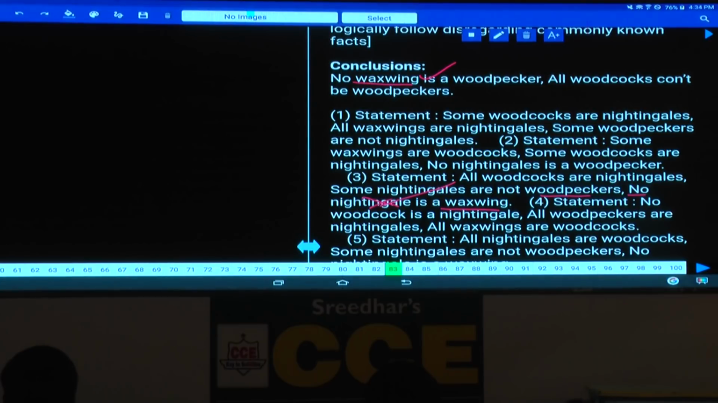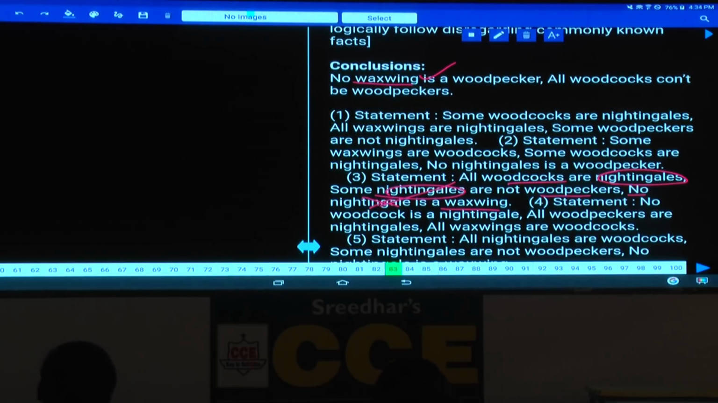All woodcocks cannot be woodpeckers. Woodcock and woodpecker, is there any information here? Woodcock and nightingale is there. Now if you take these two categories, what happens here? Nightingale is the middle term which is there. But what happened to the middle term? Middle term not distributed at least once.